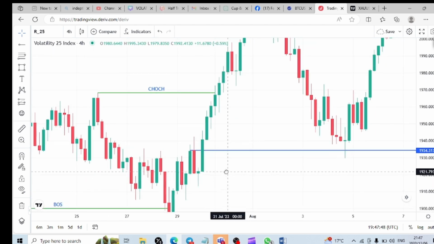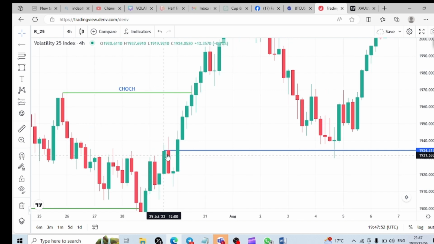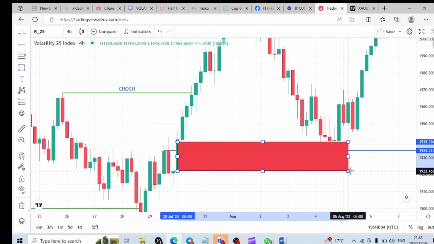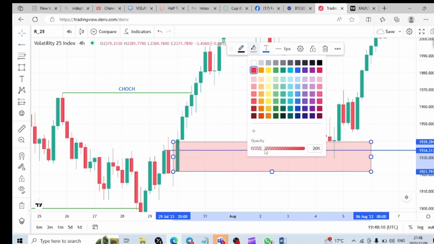because of what I've just explained. This fair value gap, this order block, this bearish candle is our valid order block. Why? Because there's a fair value gap close to it. This is the gap. Yeah, I'll change the color. Okay.